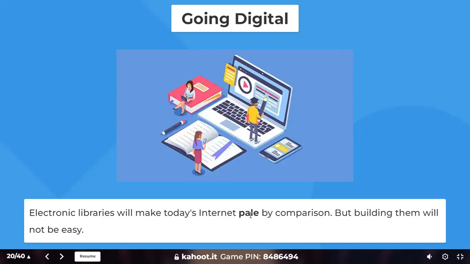Now here we have electronic libraries will make today's internet pale by comparison. What is he doing? Yes, in English, he's comparing between two things. What are they? Electronic libraries and the internet. Now here we have two things, and the writer is comparing between them. So he said electronic libraries will make today's internet pale. Now, if we compare electronic libraries with the internet, so the internet will be pale.